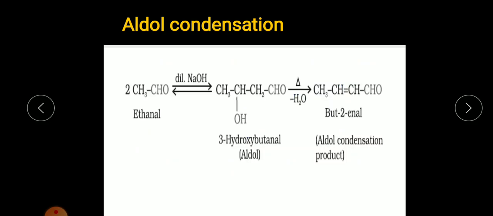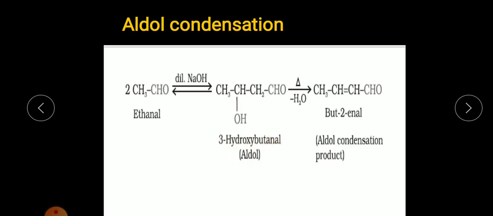What we have done is we have taken acetaldehyde. In acetaldehyde, CHO is the functional group, so the carbon attached to it is the alpha carbon atom, and the hydrogen attached is alpha hydrogen. So this aldehyde contains alpha hydrogen atoms. Now if we have such kinds of aldehydes and treat them with dilute NaOH, they will undergo a reaction to produce 3-hydroxybutanal.